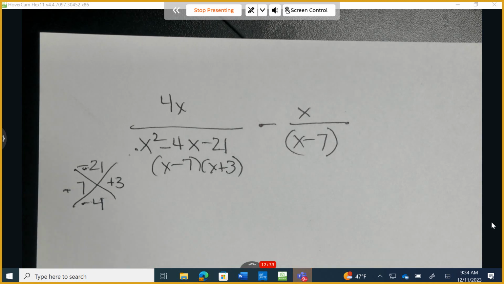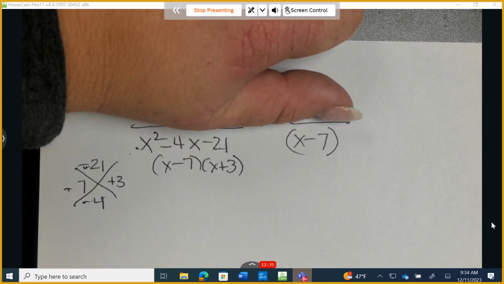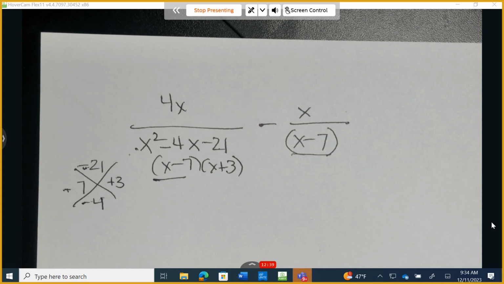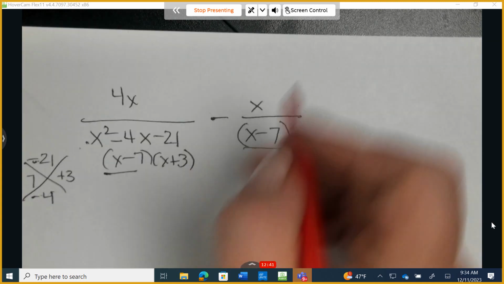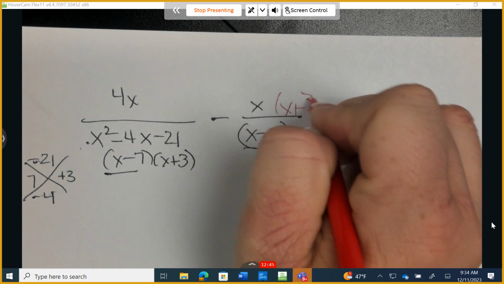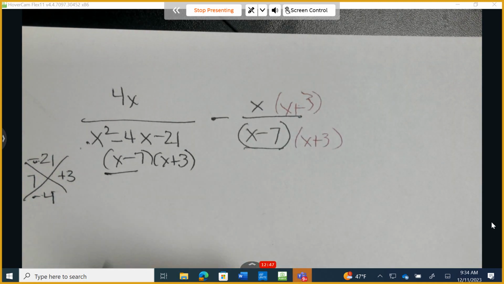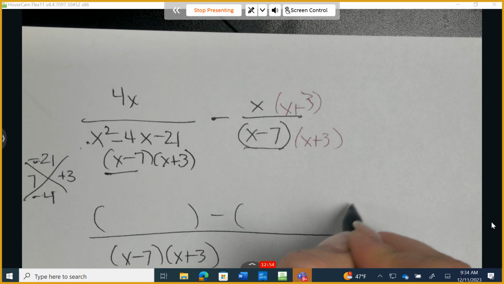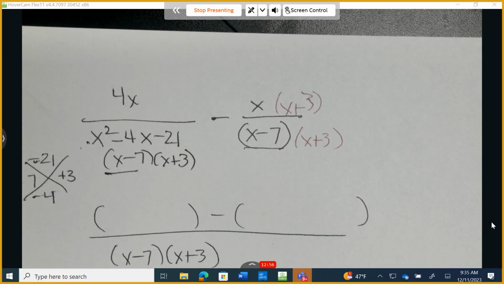Now I'm only focused on the denominators. They both contain an x minus 7, but the right-hand side is missing an x plus 3. So I'm going to start by writing down the denominators, x minus 7 and x plus 3. And then I'm going to make my two parentheses, separated by a subtraction sign, because that's what the problem has.